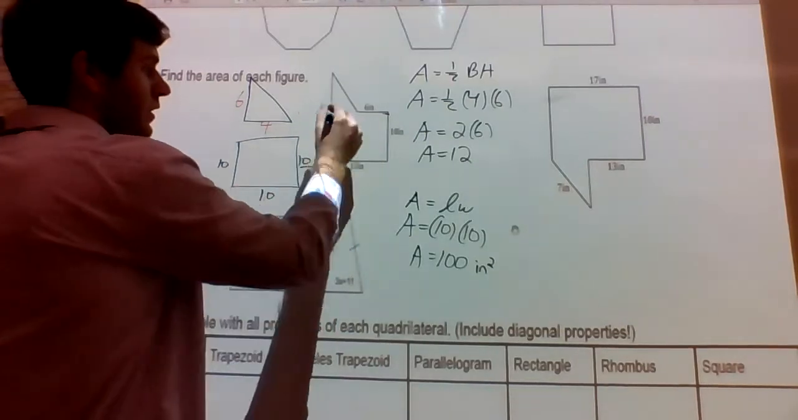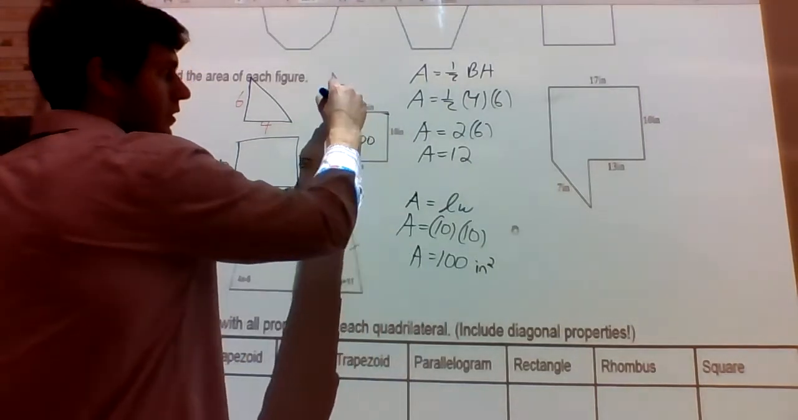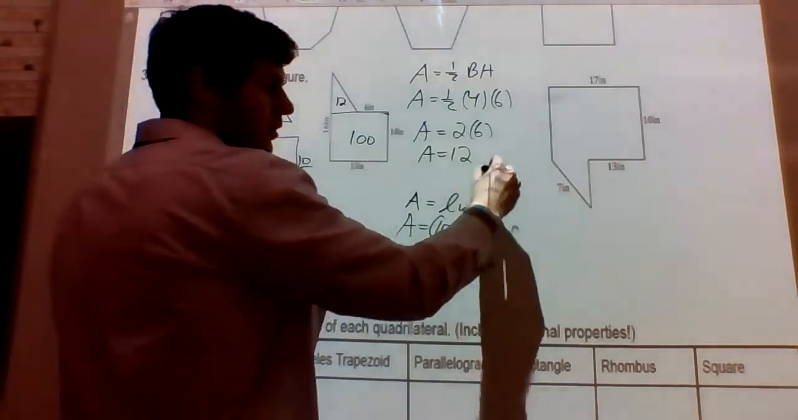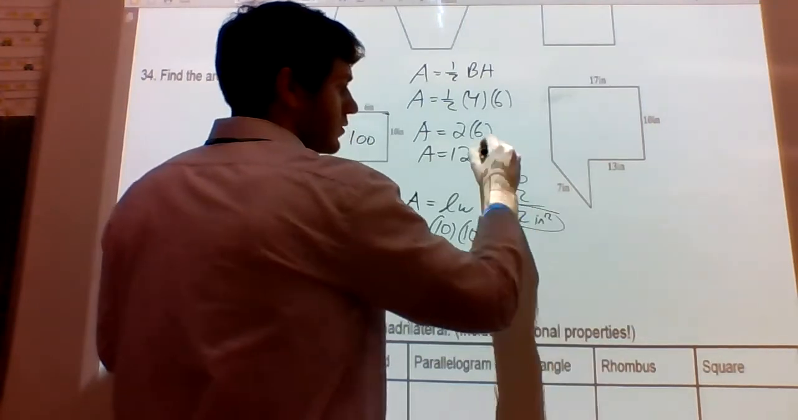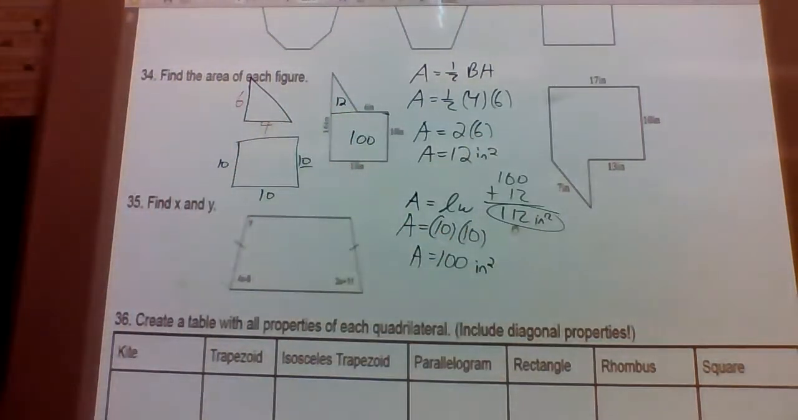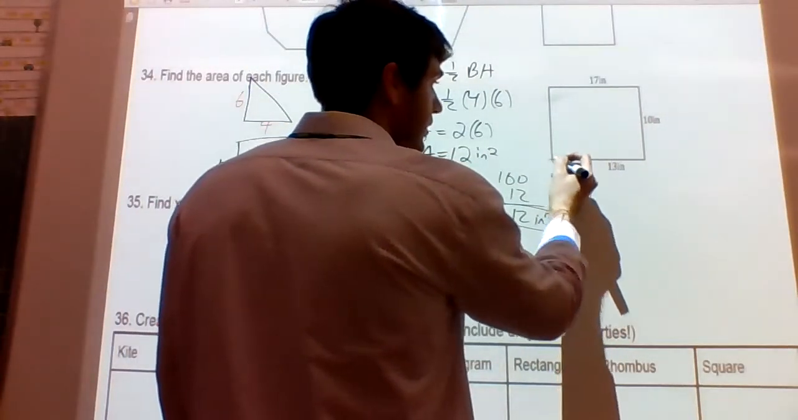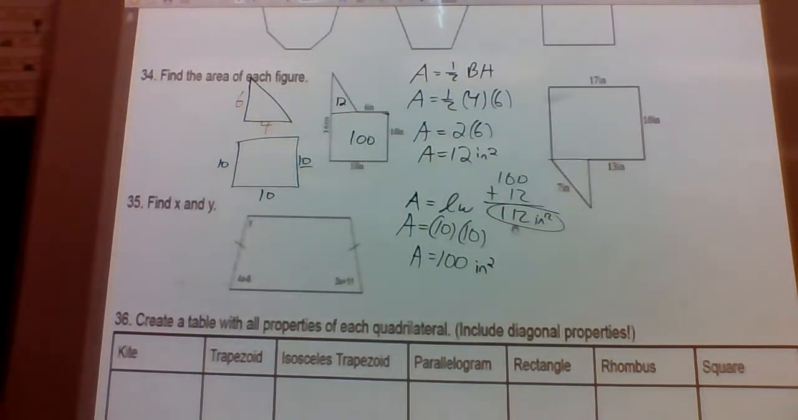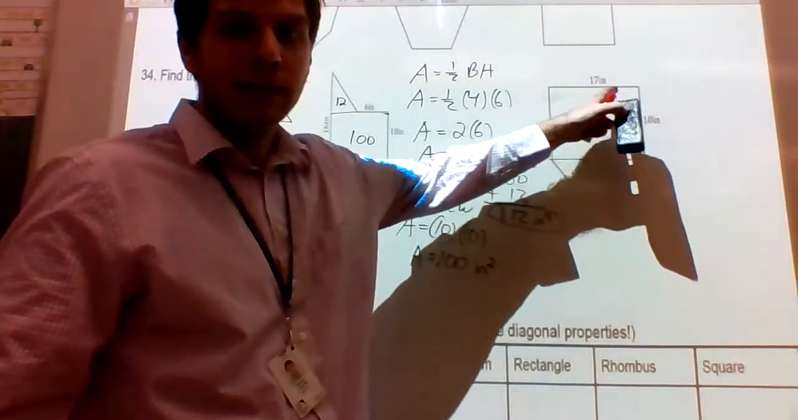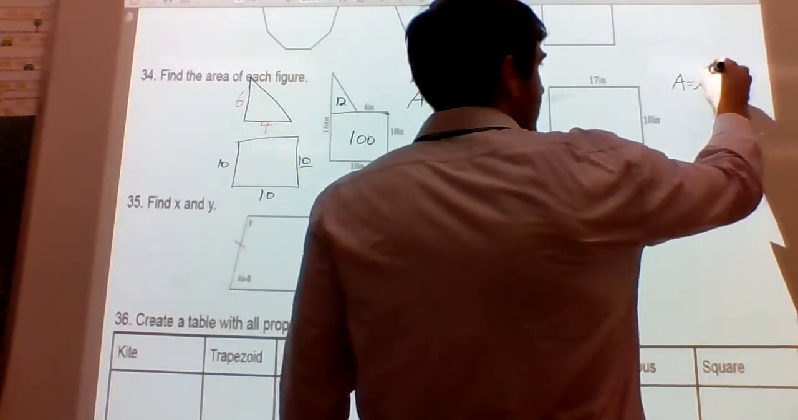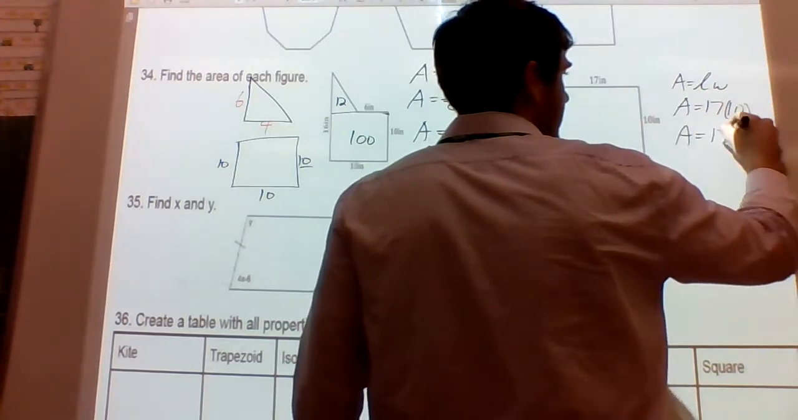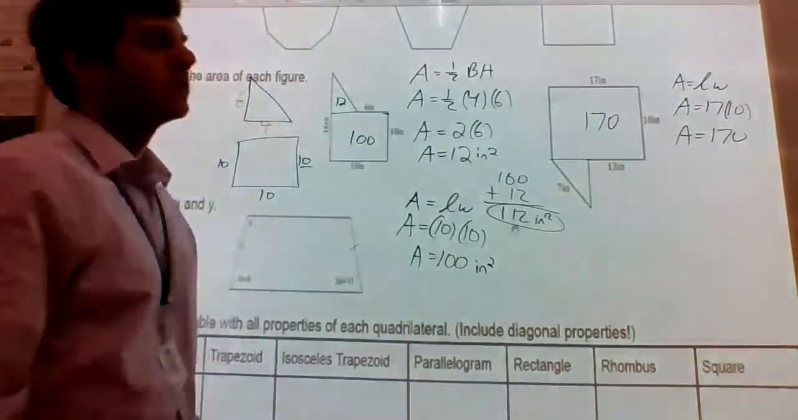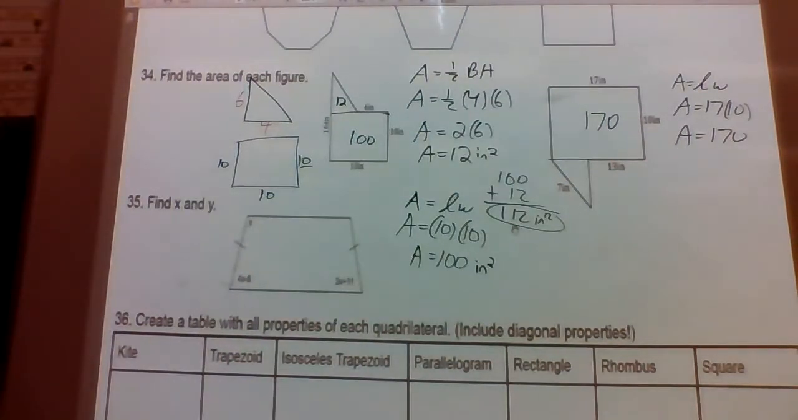So the area of the rectangle is going to be 100. The area of the triangle is 12. So the total area is 100 plus 12, which is going to give us 112 inches squared. Next one, we can divide into another rectangle and a triangle. The rectangle is 17 by 10. So area equals length times width, which is 17 times 10, which is 170 inches squared.